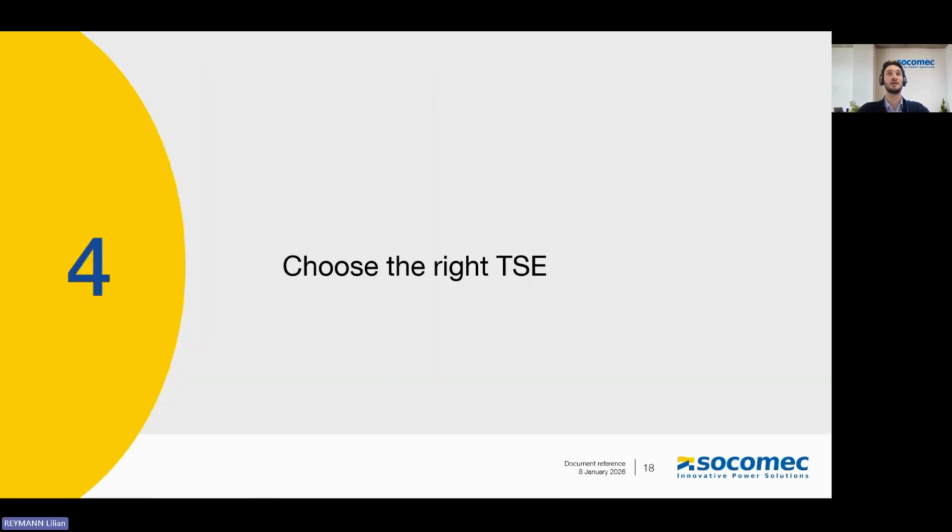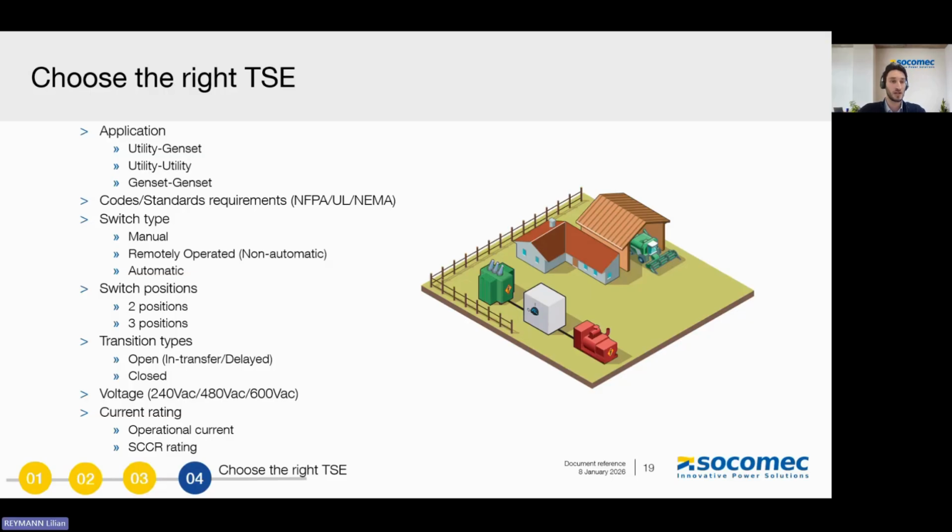Right now, we'll see how to choose the right transfer switch equipment. First, you need to define what the configuration will be: utility-genset, utility, or genset. Before choosing a transfer switch, it is preferable to check with the manufacturer if the switch can operate in all three applications. Some do not meet the requirement to be genset or utility. Some are only utility-genset. So you need to check that in the manufacturer's data.